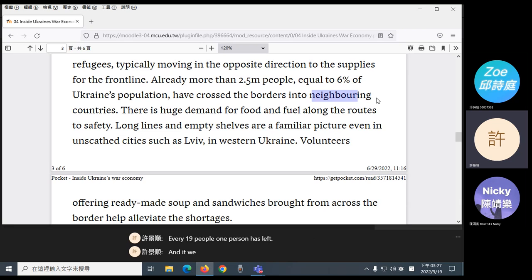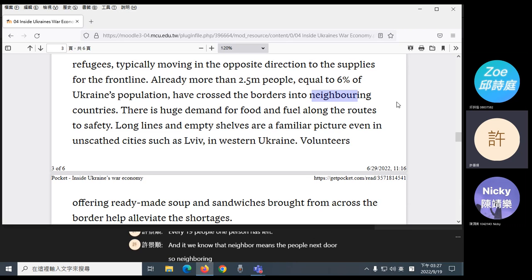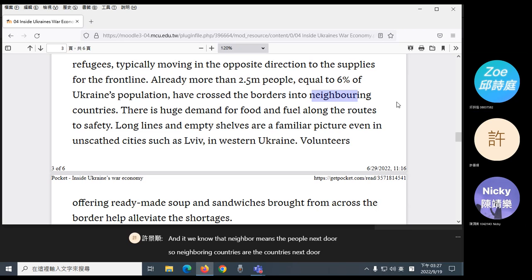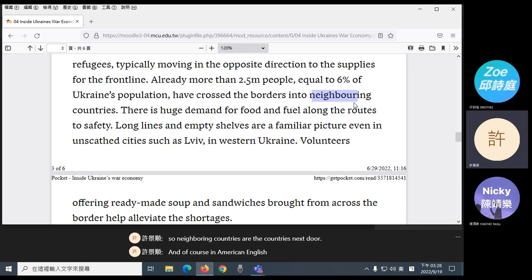We know that neighbor means the people next door. So neighboring countries are the countries next door. And of course, in American English, neighbor is spelled B-O-R, no U.